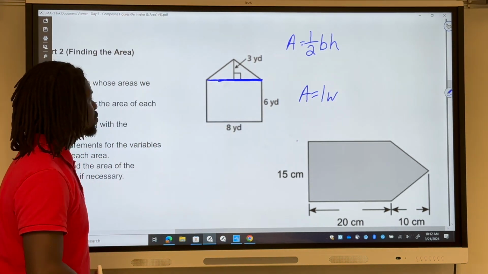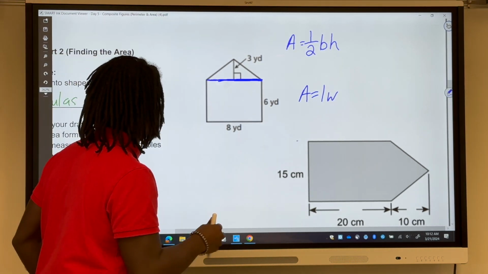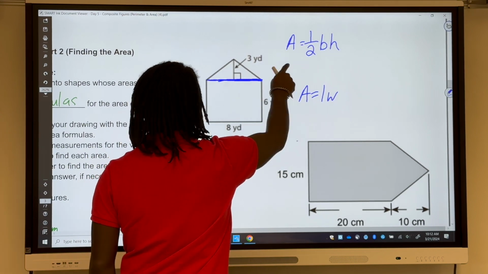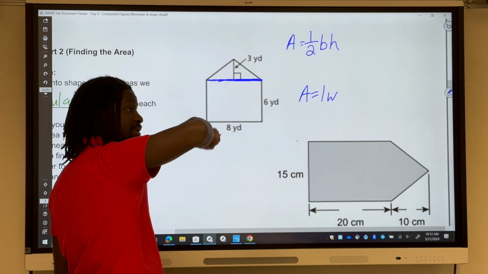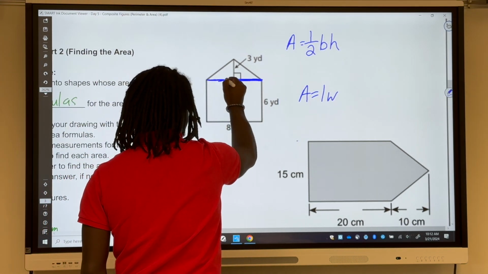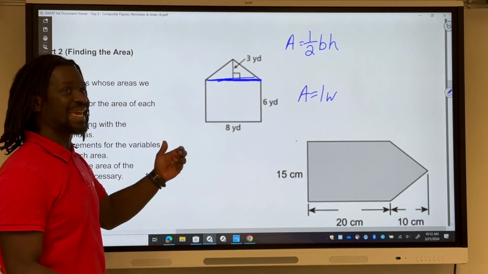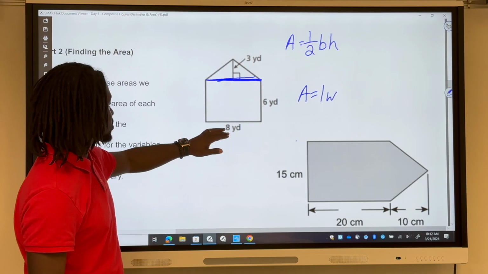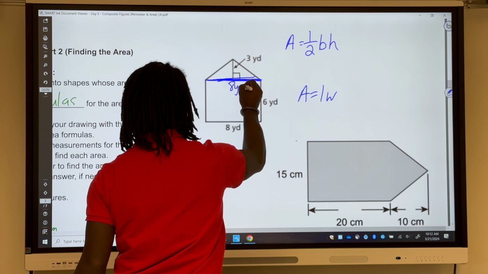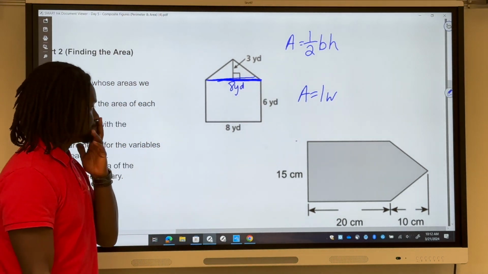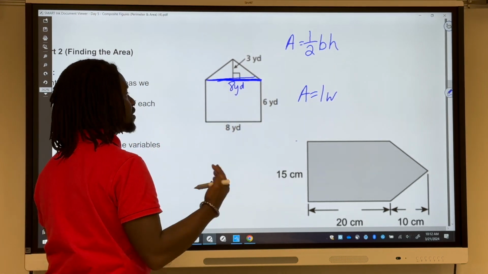Now I'm ready to move on to the next step, which is to label and make sure I have everything I need. For a triangle, the formula is 1/2 times base times height. I have the height labeled, because it's straight up and down. The base is this bottom, and right now that's not labeled, but I can figure it out based on the information I'm given. This 8 yards is across from that, so the base is also going to be 8 yards. So now I have my base and my height.